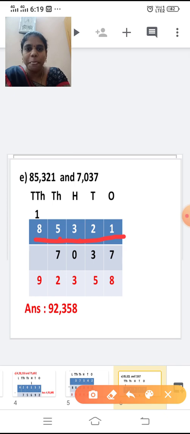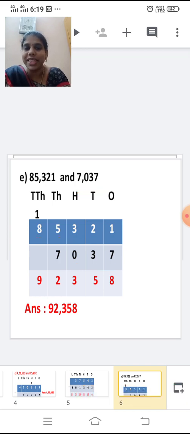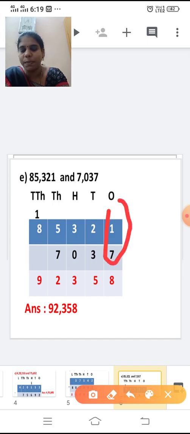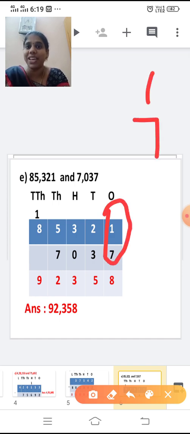Now what do you have to do? Now take the second number, 7,037. So 7,037: 7 in the ones place, 3 in the tens place, 0 in the hundreds place, and 7 in the thousands place. Shall we add this now? Yes, first we are going to add the ones place, right? So 1 plus 7 or 7 plus 1.